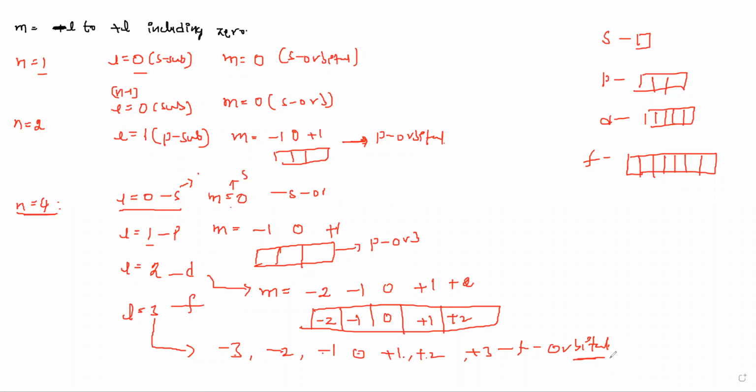Is it clear? I will give the shapes of the orbitals, and there you will get the clarity. After giving the shapes of the orbitals, I will discuss many more examples.